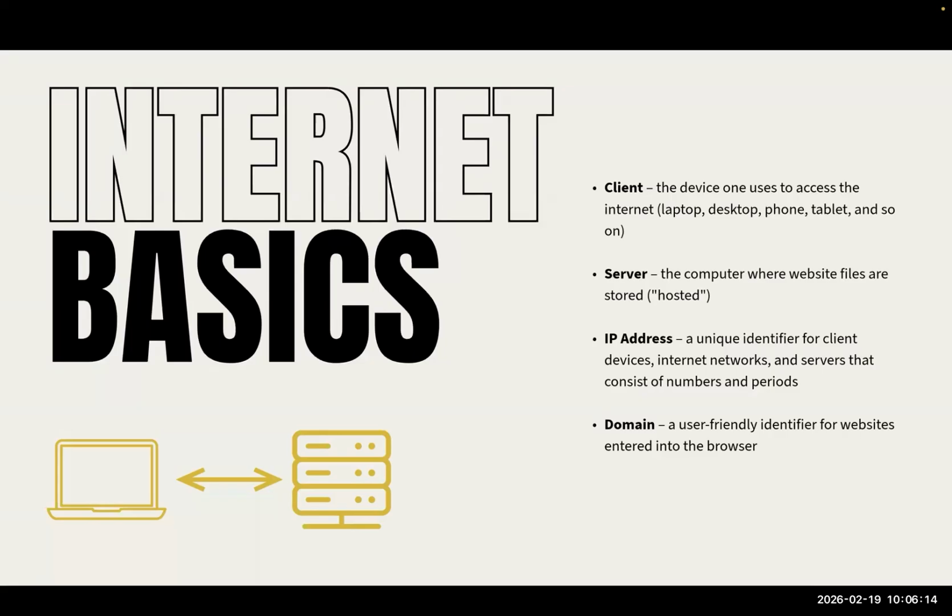The domain names point to what is called an IP address. This is a series of numbers and periods that is a more computer-friendly way to determine where something is living. Our client devices, like our laptops and phones, all have an IP address. Internet networks have one, printers have one, and so on. You point the domain name to the IP address so that when you type in usc.edu, the browser knows where to go to find that website.